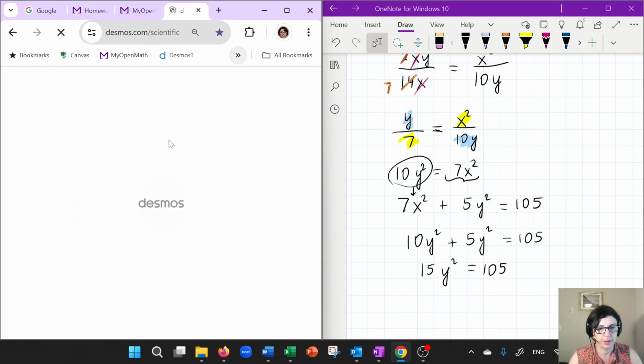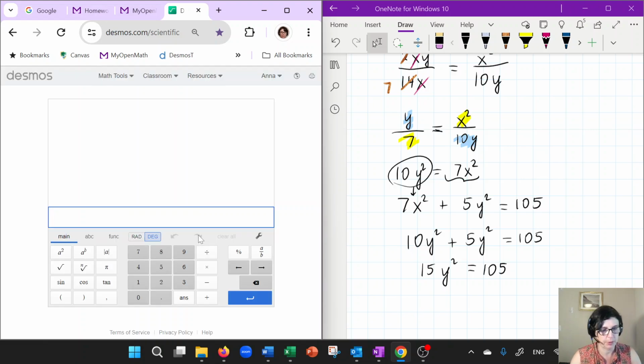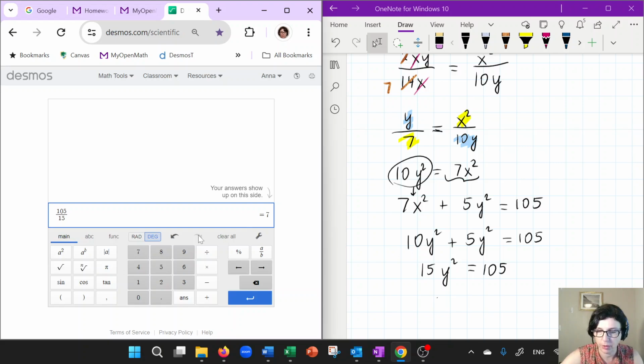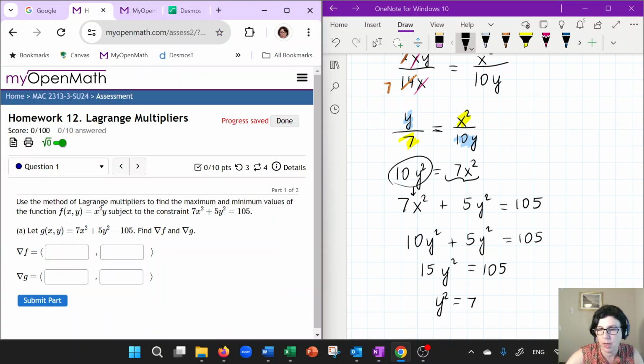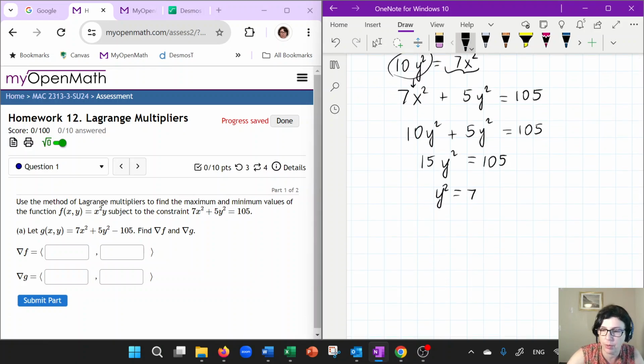I think it is, but let me just double check that so I'm not going to lie here. That's going to be 7. Okay, so that tells me that y squared equals 7, which means that y is either going to be plus square root of 7 or minus square root of 7. So this is really plus minus.